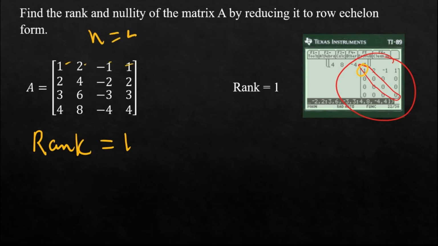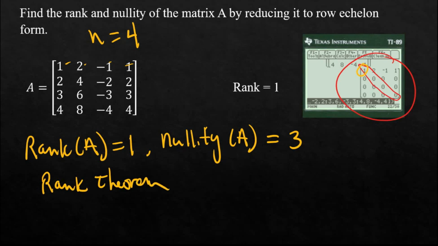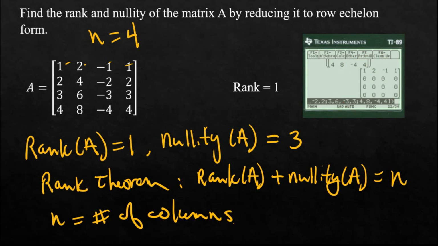N is equal to 1, 2, 3, 4. We have 4 columns. So the nullity of the matrix A is equal to 3. So you have the rank of A equal to 1, and then the nullity equal to 3. And so you get the rank theorem that says that the rank of A plus the nullity of A has to equal n, and n represents the number of columns. Okay, so that's all there. I just wanted to specify that.